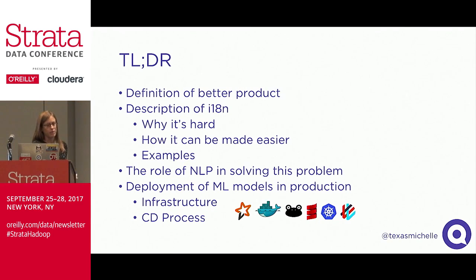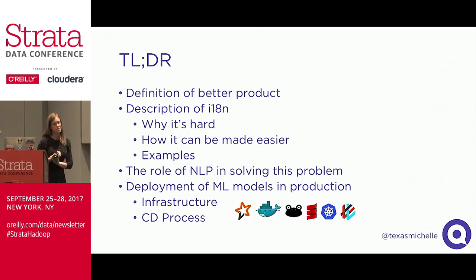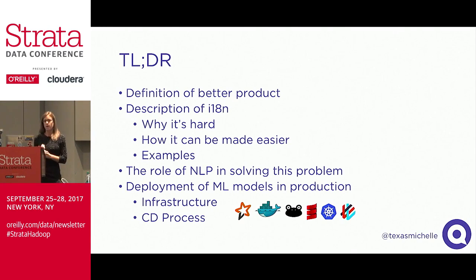So to start off with, I'll give you a definition. I'll sort of lay down the baseline of what a good product is and what I mean by how to build a better product. What does that even mean? And I'll present that in the context of the platform that I've been working on, and that's in the field of localization, internationalization. And we'll talk about why that's so hard, what we can do to make it a little bit easier, and I'll give you some examples of why it's important.